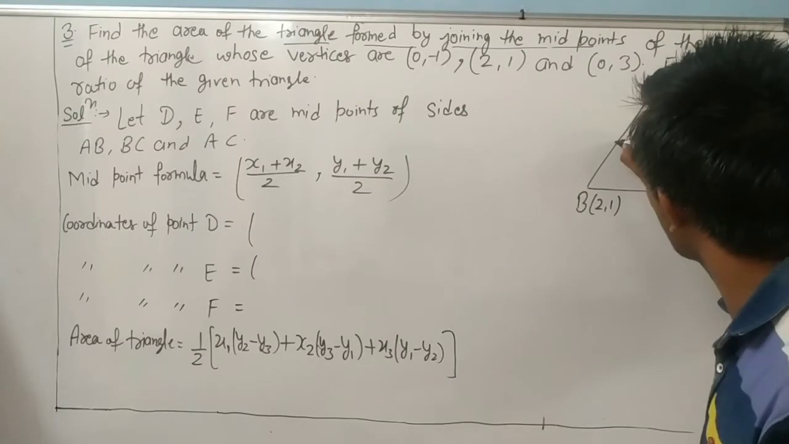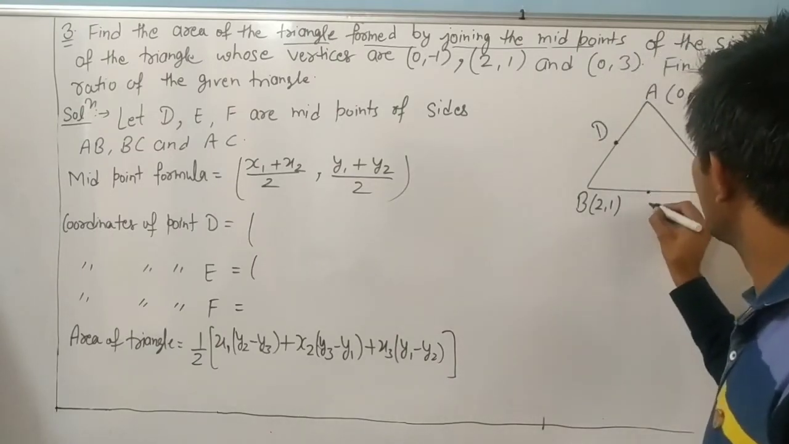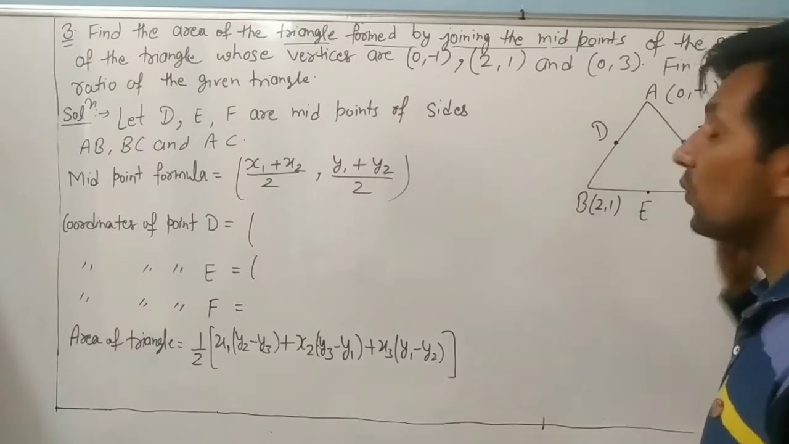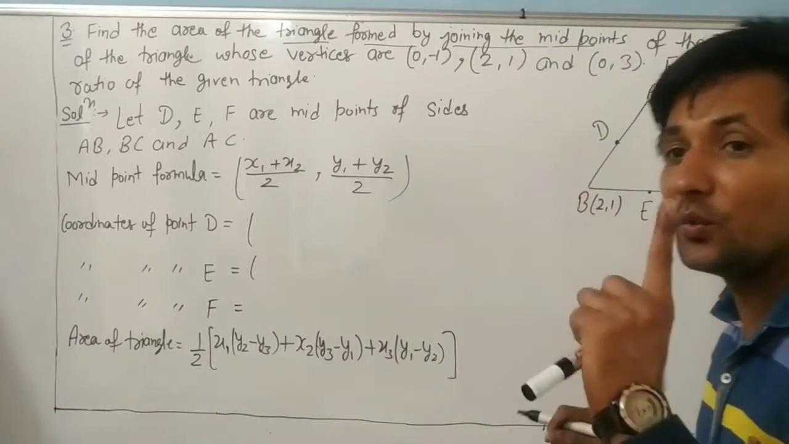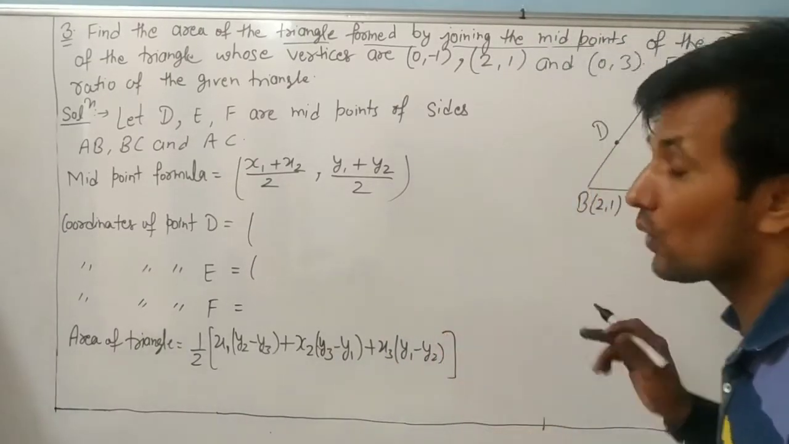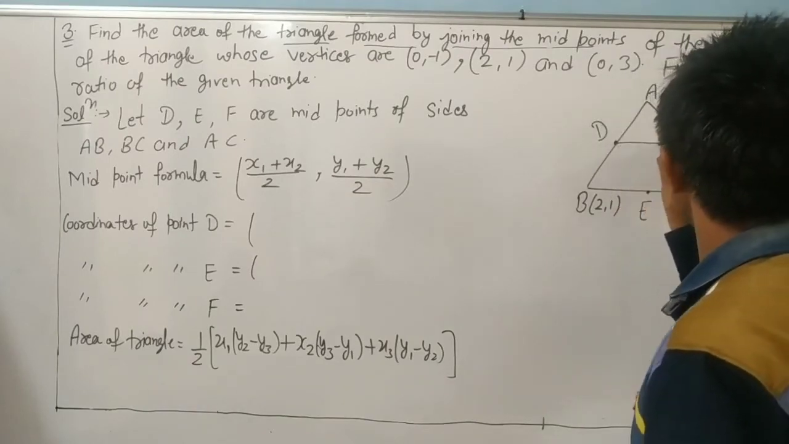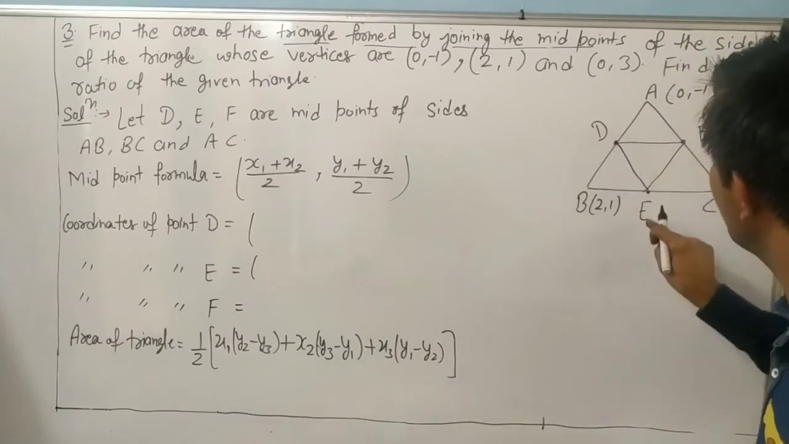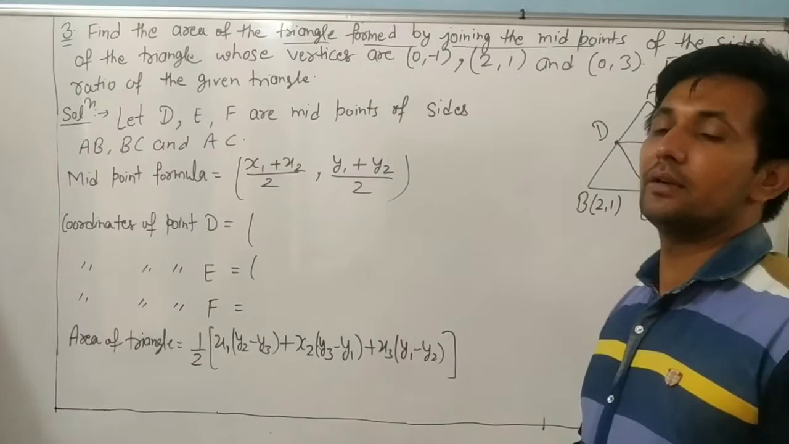So let D be the midpoint of AB, E the midpoint of BC, and F the midpoint of AC. We have to find the area of the triangle formed by joining the midpoints. So join the midpoints. We have to find the area of DEF.